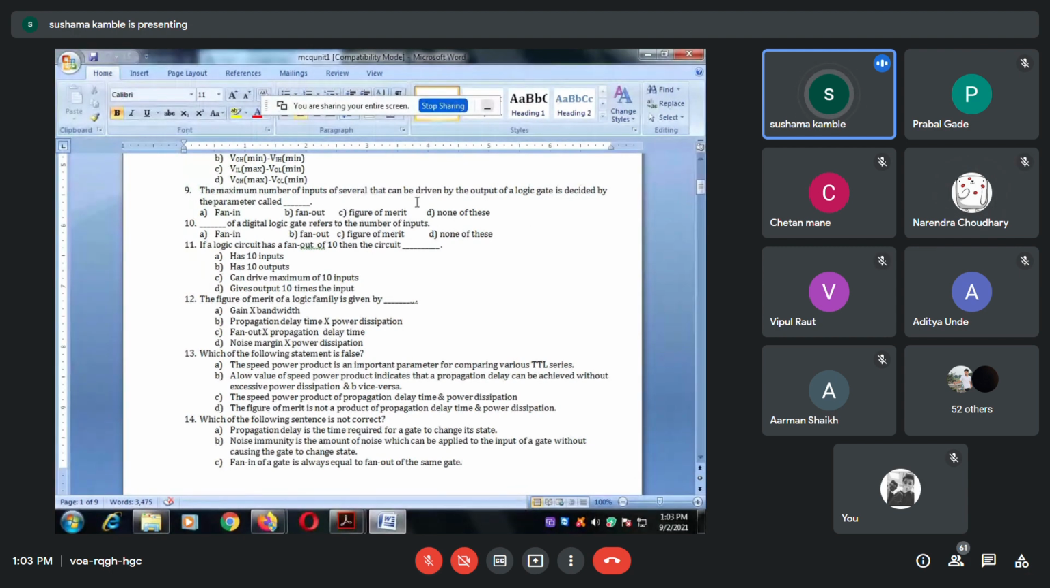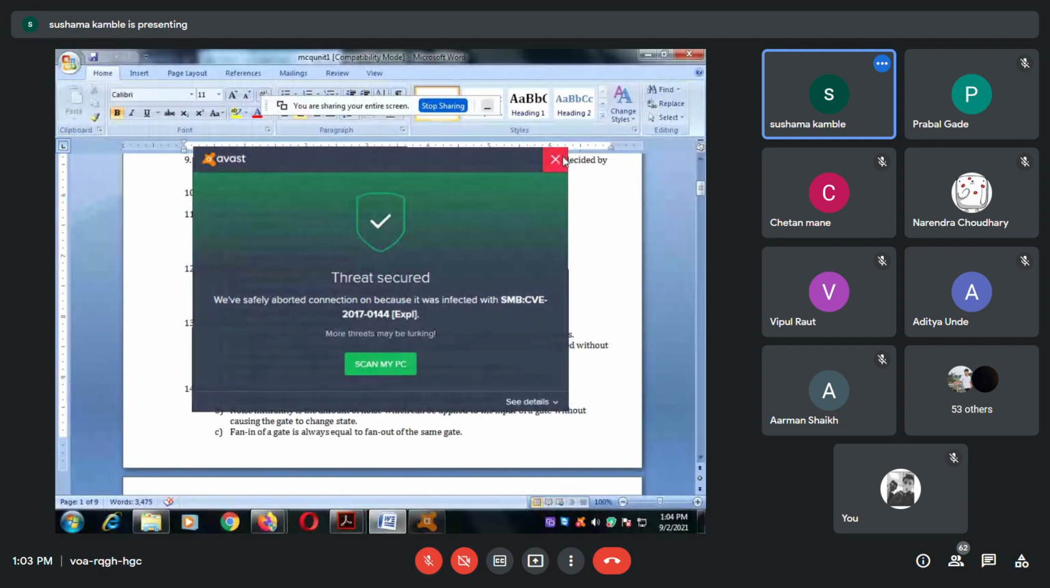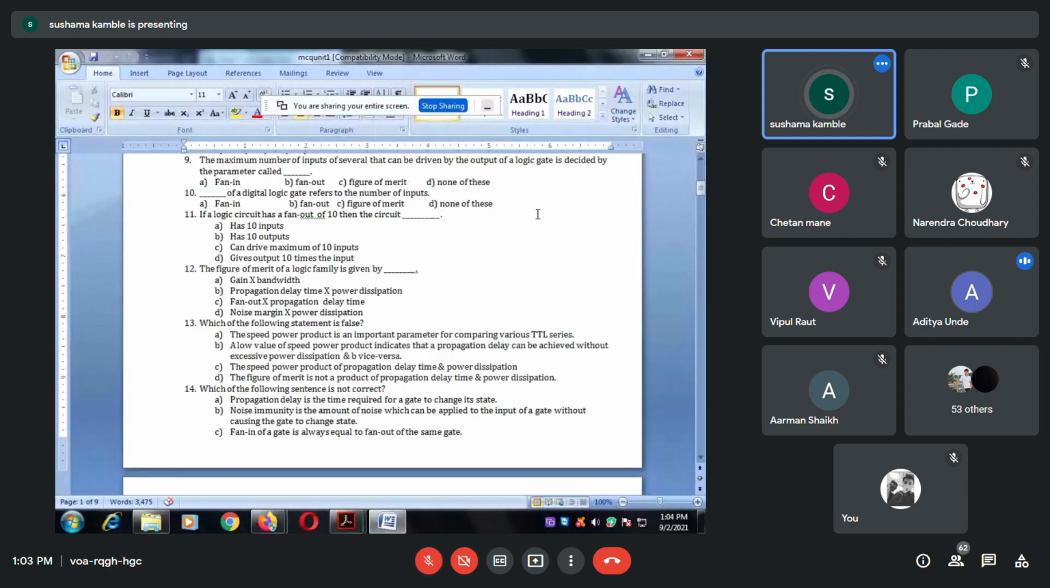See, carefully read the statements. In electronics, you have to read it carefully. The maximum number of inputs of several gates that can be driven by the output of a logic gate is decided by the parameter called fan out. क्योंकि यहाँ पे आउटपुट ऑफ लॉजिक गेट ड्राइव कर रहा है, मतलब वी आर गिविंग दिस इनपुट टू अनदर गेट, सो इट इज अ फैन आउट. Fan in refers to the number of inputs.